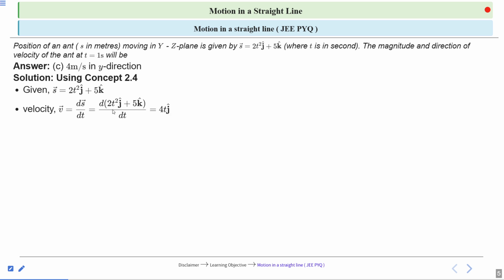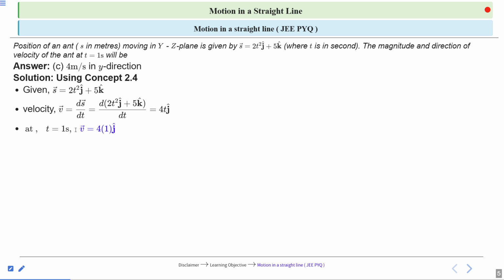So taking the derivative of 2t square j cap plus 5k cap, the answer will be 4t j cap, because here 5 is the constant. So the only variable term is 2t square. So the derivative of 2t square is 4t j cap. Here j cap is the direction.